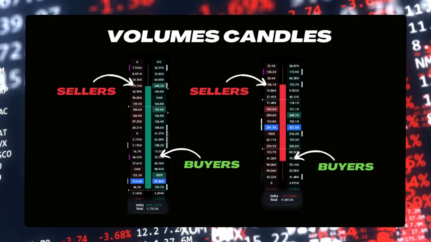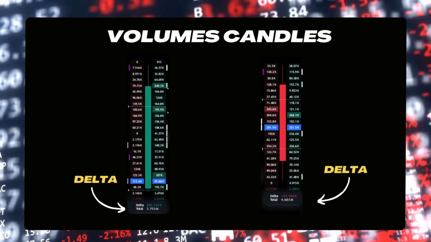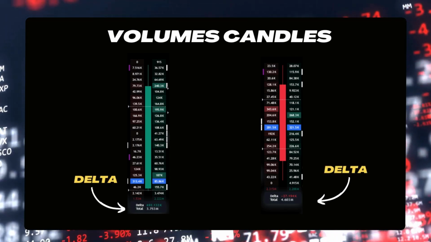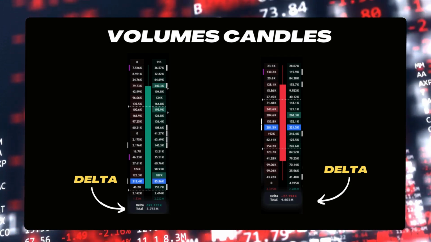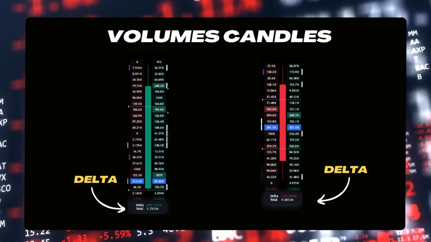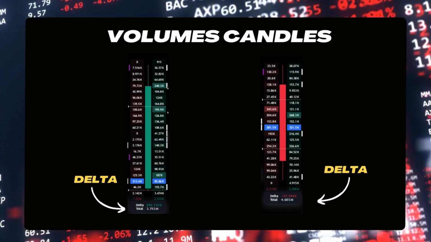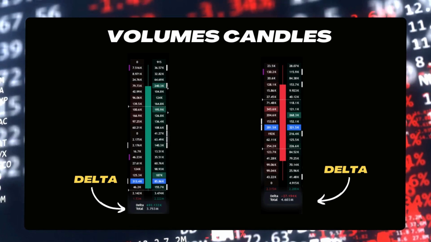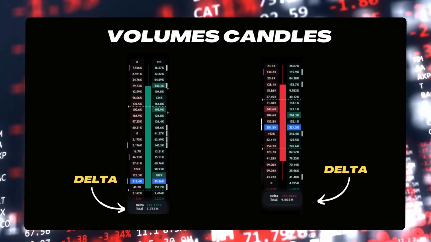Now there's something called delta. Delta is nothing but the net volume there, meaning the sellers minus your buyers, whichever is higher, that will show. So we have a color code: red means more sellers, green means more buyers. All right, so let's get into the charts.